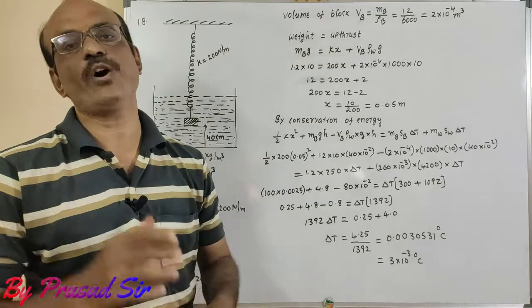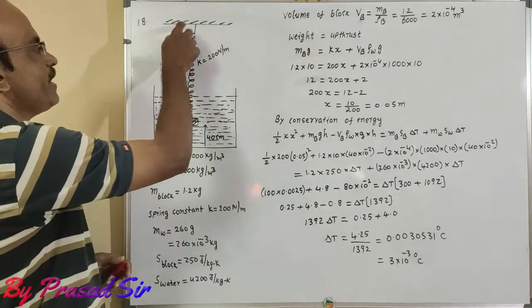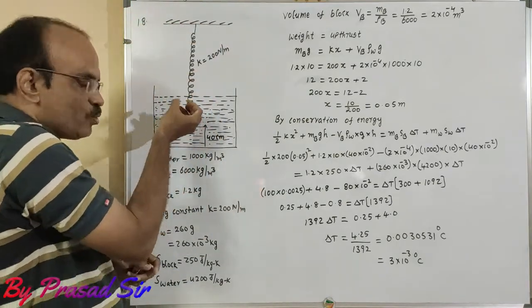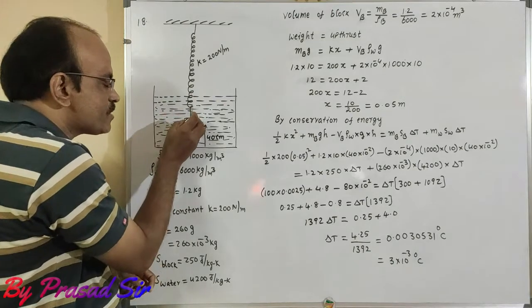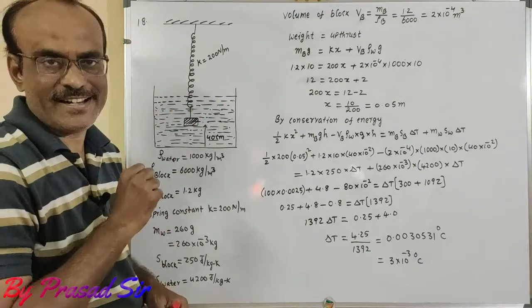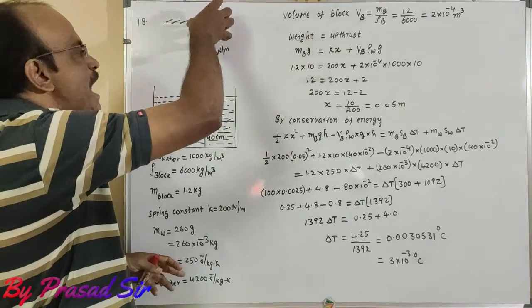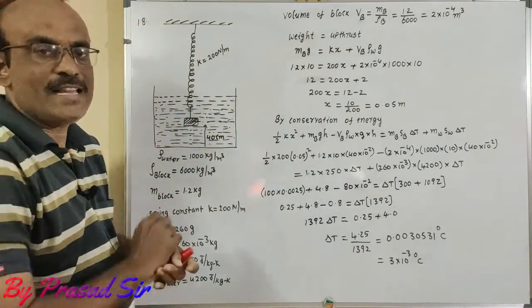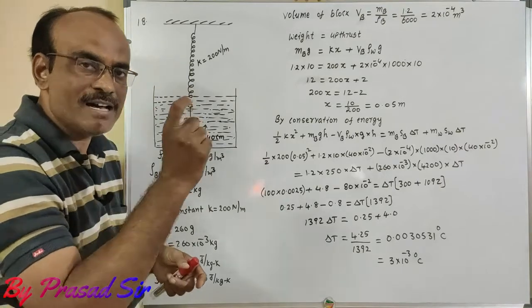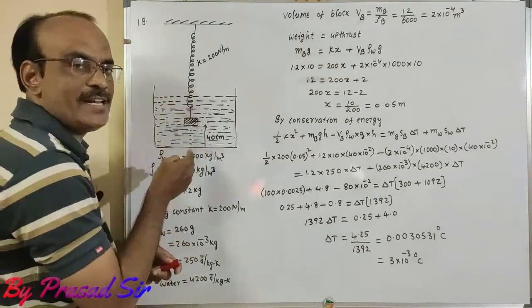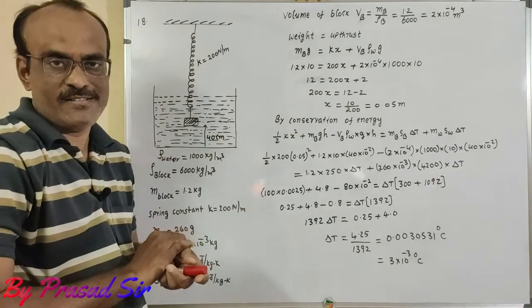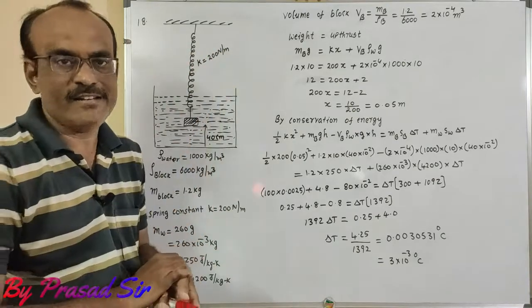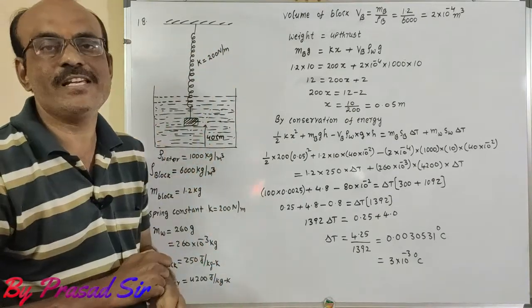So in this question, what is given? First of all, they gave one spring, and to the spring a mass of 1.2 kilograms is attached. Then the whole apparatus is placed inside the water. This mass is kept 40 centimeters from the bottom of the vessel, inside the water, and the water mass is 260 grams.